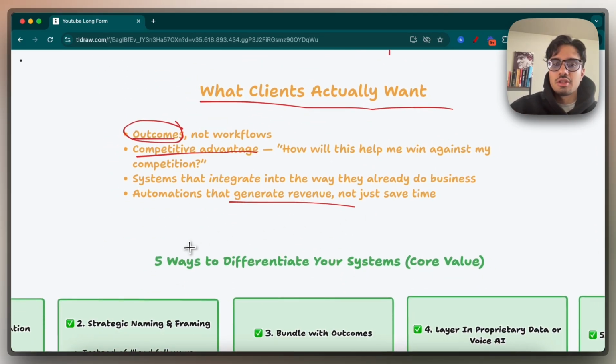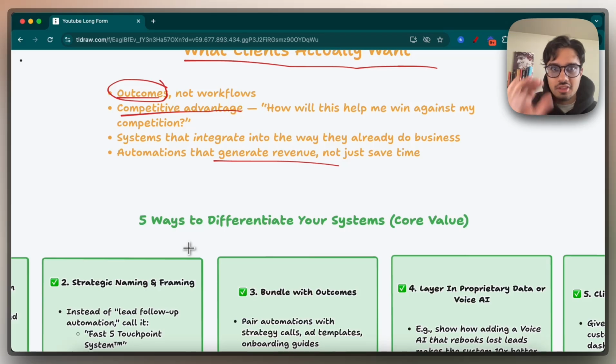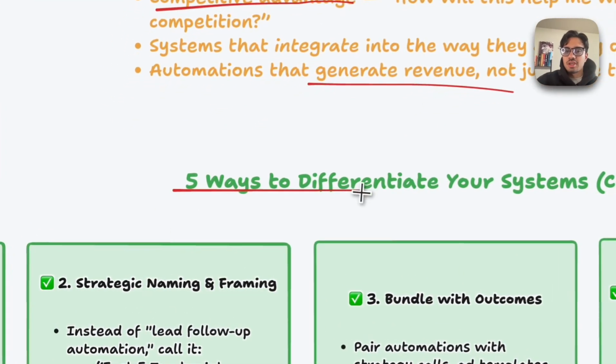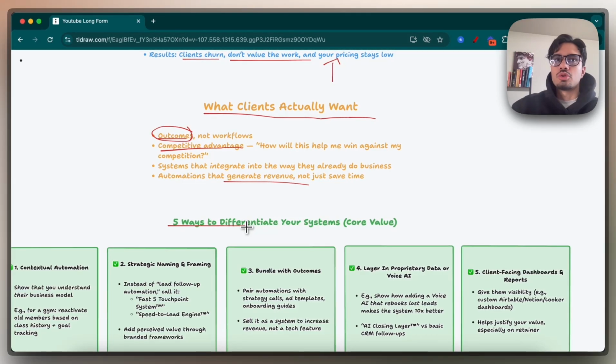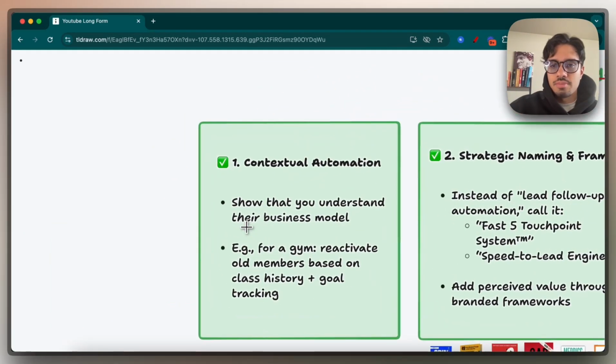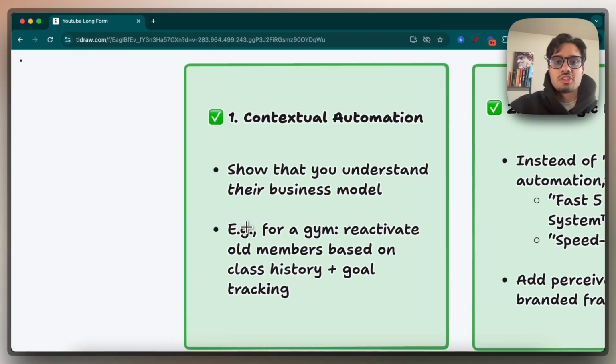Now, in terms of ways to differentiate yourself, so this is obviously the core of the video. Here are 5 ways that you can do that to basically differentiate yourself from the sea of people who are doing the exact same thing. Obviously, you want to stand out, and these are ways that you can do it. So one is contextual automation.